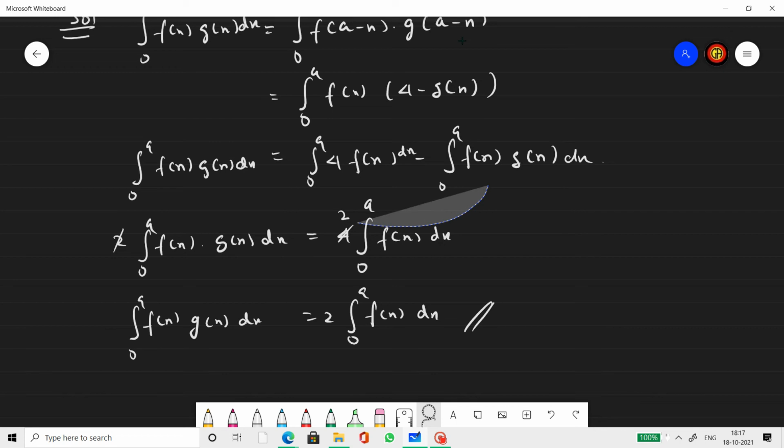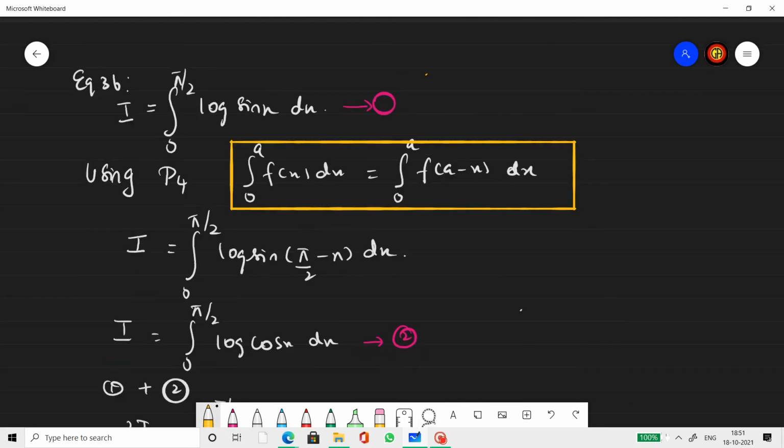This is negative form. When it comes to this side, it will get added with this. So 2 times integration 0 to a f of x into g of x. On the other side, we have 4 and I've taken it out. 2 and 4 will get cancelled. So we get 2 times integration 0 to a f of x dx is the answer of this. And that's what they want us to get also.